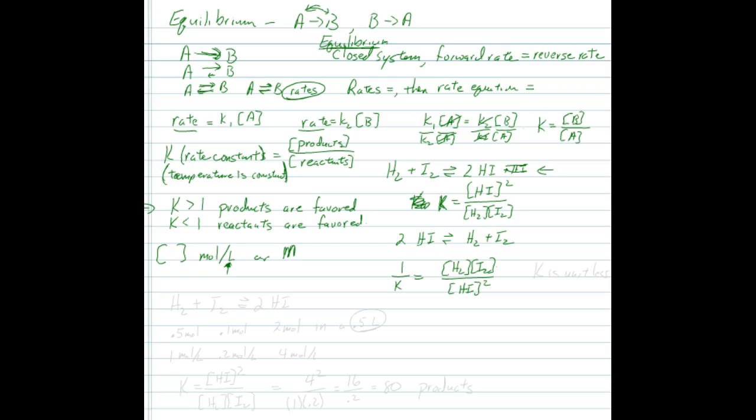The label of K by convention is none. It's a number. It's a ratio. So K is dimensionless or unitless, containing no values and no labels. So we just go with that.